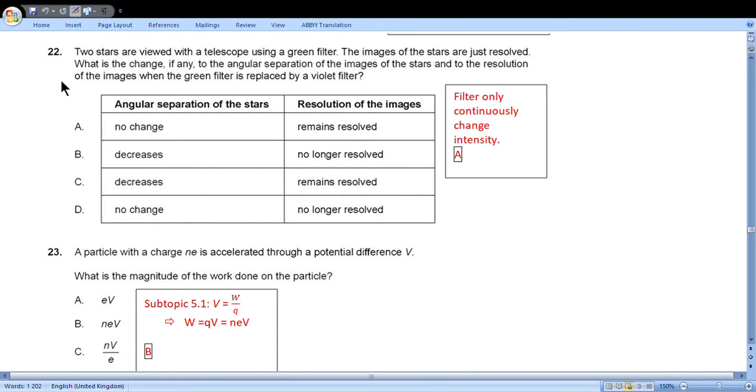Two stars are viewed with a telescope using a green filter. The images of the stars are just resolved. What is the change, if any, to the angle of separation of the images of the stars and the resolution of the images when the green filter is replaced by a violet filter? A filter only changes the intensity continuously, so there is no change and the images remain resolved.